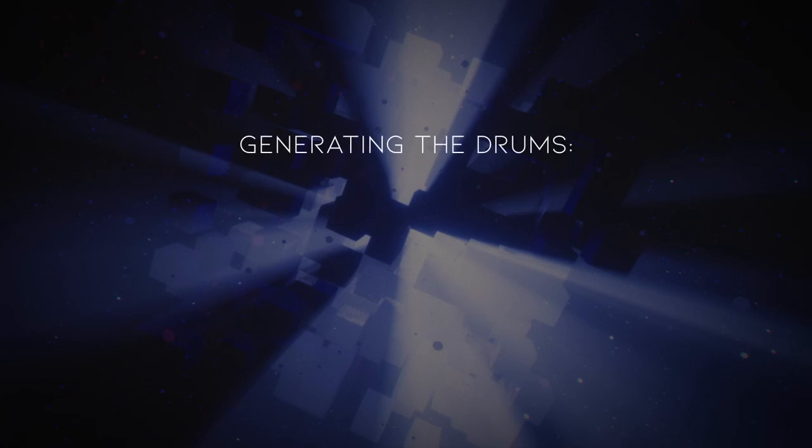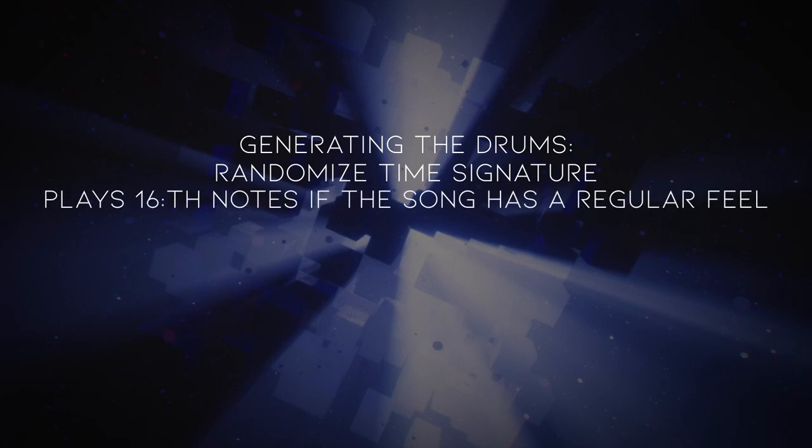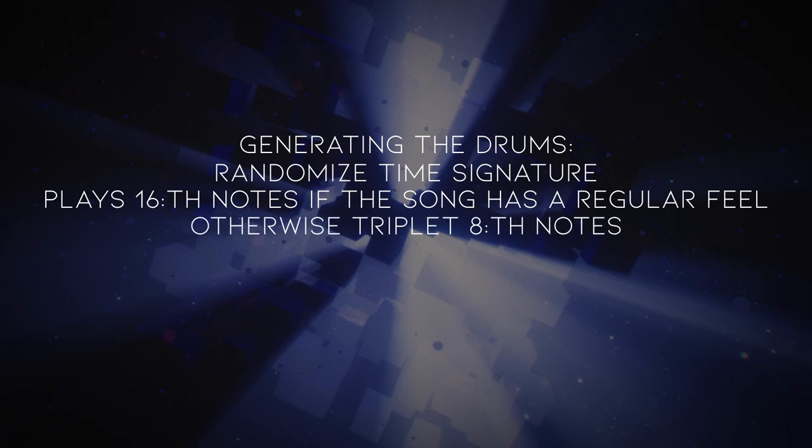The first thing this section does is randomize the time signature. This is fairly simple. It just grabs one at random from a predetermined list of odd time signatures. So the drums here will play in 16th notes if the song has a regular feel, otherwise it's triplet 8th notes. So the algorithm here is fairly simple.